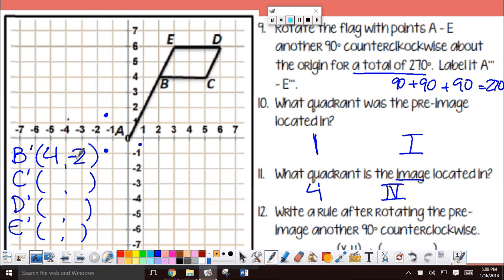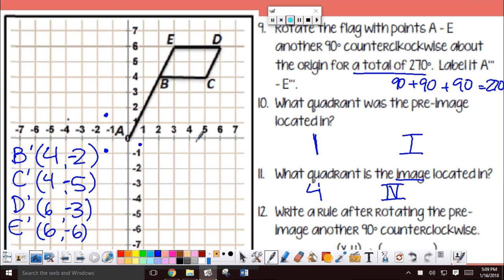All right, looks like C is going to be at 4, 5, but we know the y value has to be negative. It looks like E is going to be at 6, 3. We know the y value has to be negative. And it looks like D is going to be at 6, -6, because we know the y value has to be negative. Okay, now we have all of our points, and we are going to now plot them.